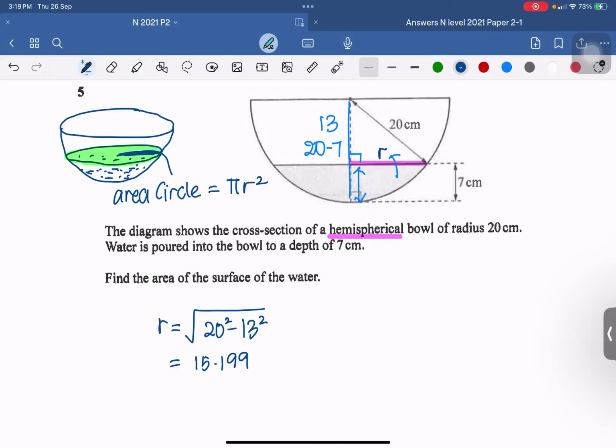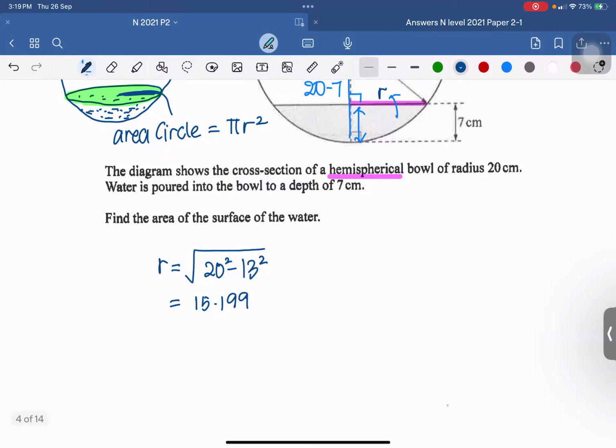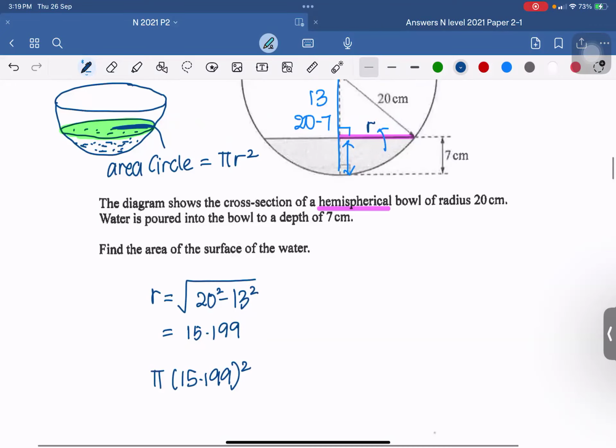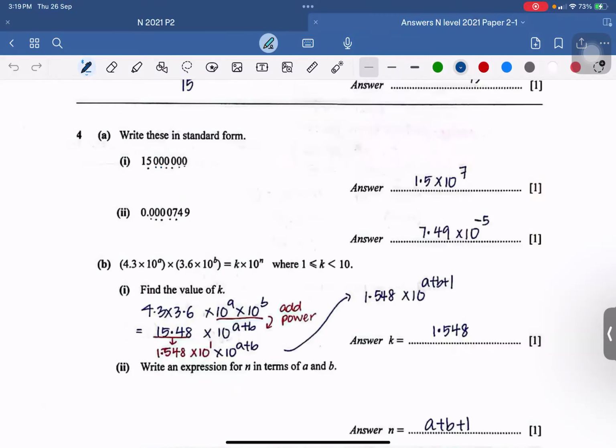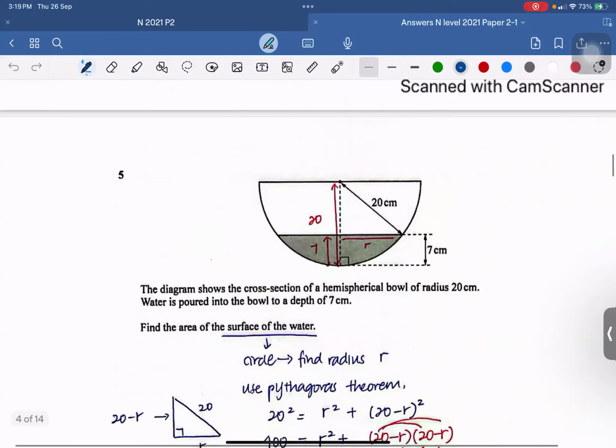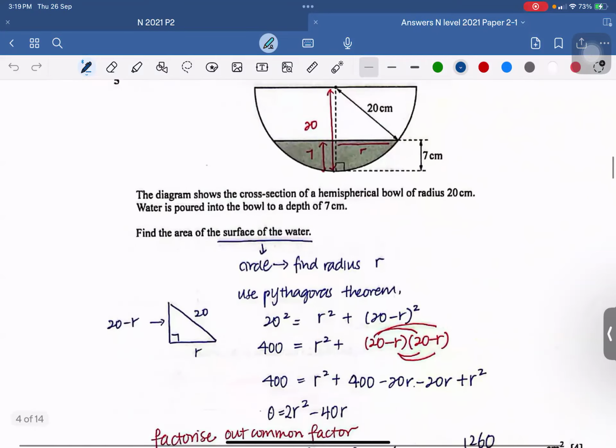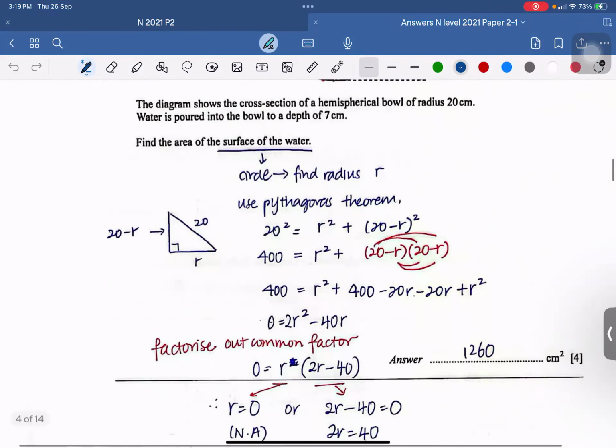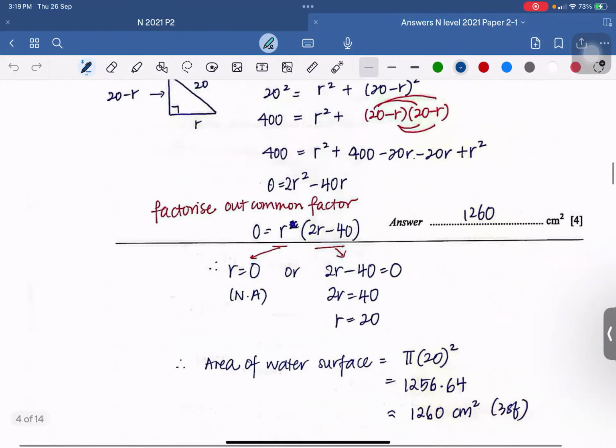So if my radius is this, I want the area of the surface of the water. In this case, the area is pi r squared, 15.199. Why did I do this the other method? Let me read my other answer. Why did I have 20 minus r? What am I doing? Okay, I did the question wrongly.